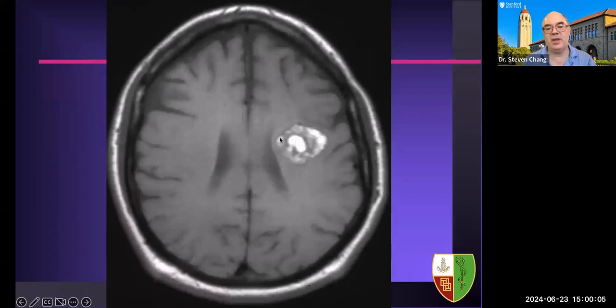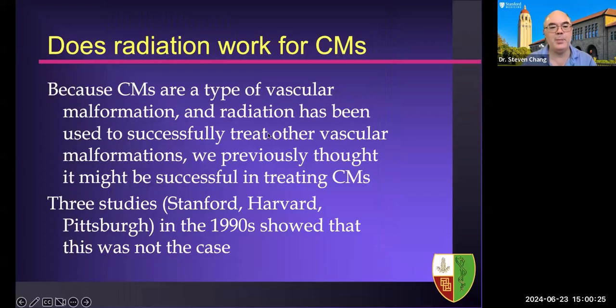This is large enough, and in this case, it's been growing on a set of MRI scans dating back several years. So the fact that it's getting bigger and the fact that it has repeated hemorrhages has shown that the cavernous malformation is worthwhile to consider to remove.